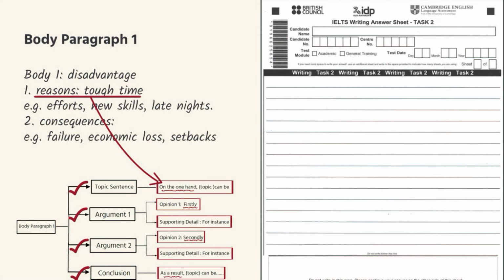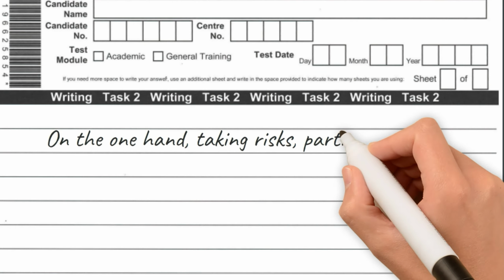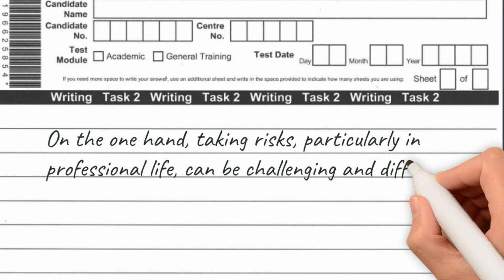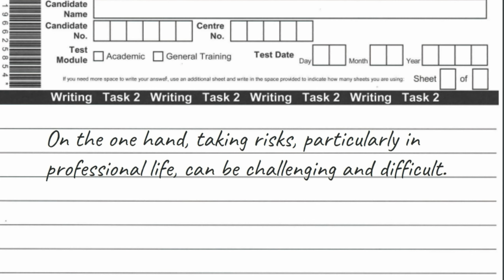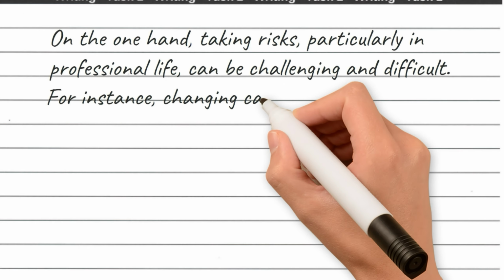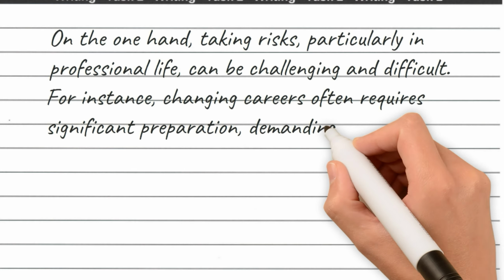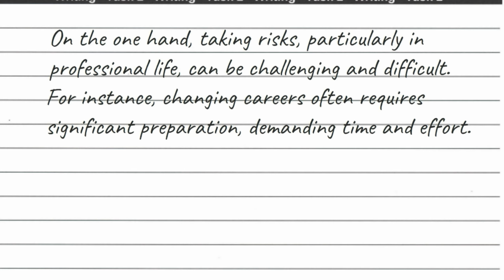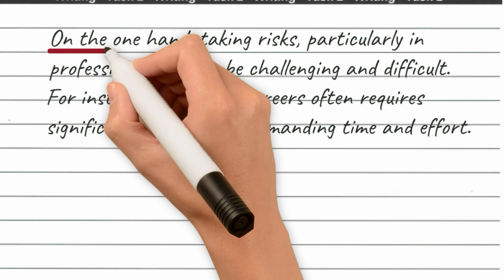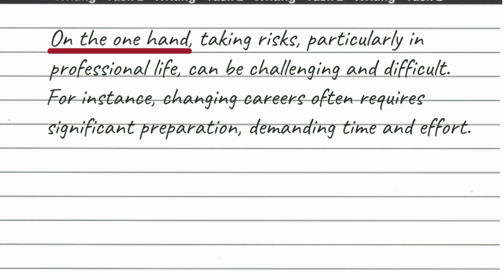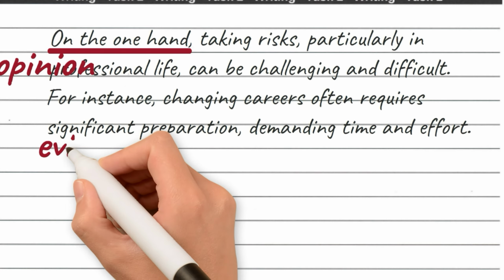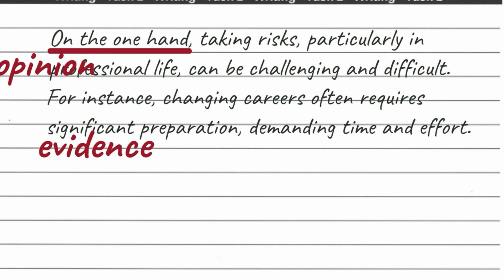On the one hand, taking risks, particularly in professional life, can be challenging and difficult. For instance, changing careers often requires significant preparation, demanding time and effort. Here, I start with the phrase "on the one hand" to present the first argument, then provide evidence to prove the argument. A classical opinion plus example structure.